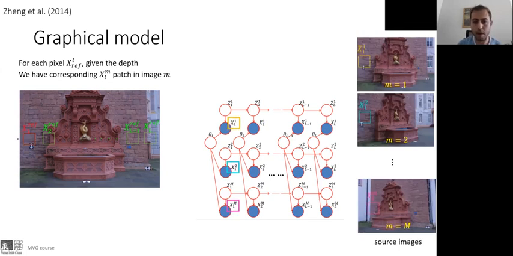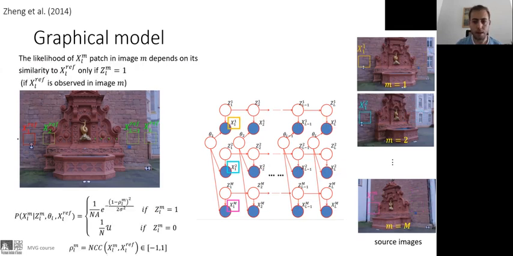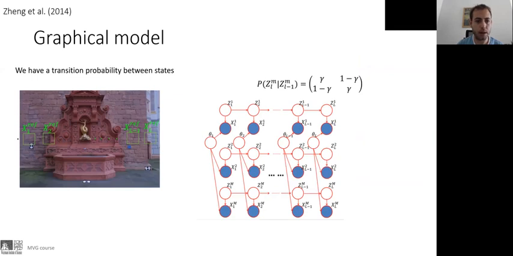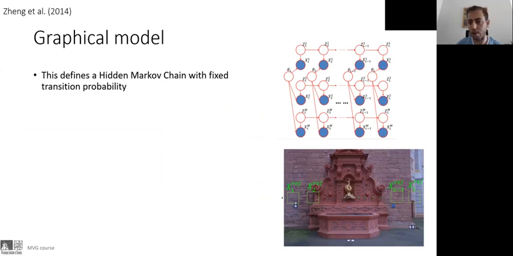And then, given that I know the depth, I can map each reference pixel to each source image, as you can see here. And then, as we described before, according to its state, whether it is observed or not, I can calculate the probability or the likelihood of this correspondence. So that's called a probabilistic graphical model. And then there is also this transition probability between states on this line, between pixel L and pixel L minus 1. And what you see here defines a hidden Markov chain, which was very popular in the past.